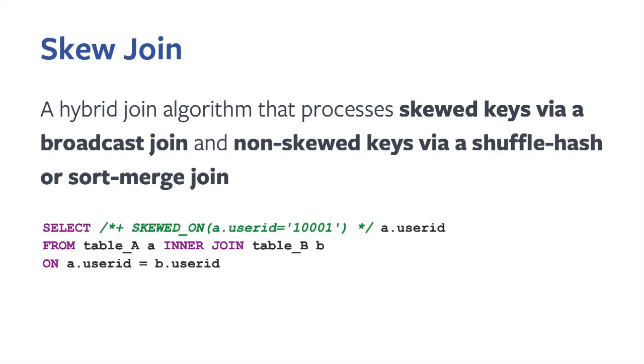A third, quick variant of these joins is a skew join in Spark, which is a hybrid join algorithm that processes skewed keys via broadcast joins, which is skew resistant, and the non-skewed keys via shuffle hash join. The way it works is we allow users to add hints on these queries, and once we find out that a certain key or a certain column has a skew, we can just create a planner rule to split this into two joins.